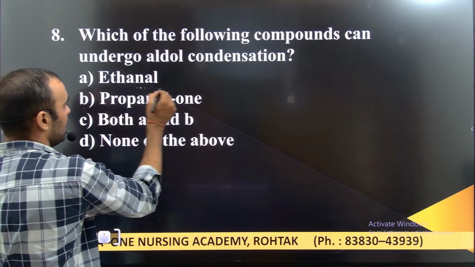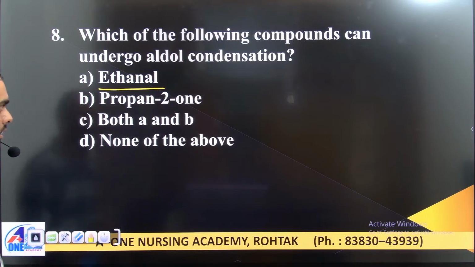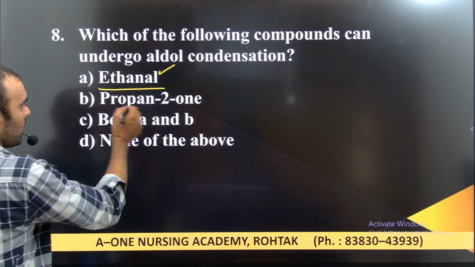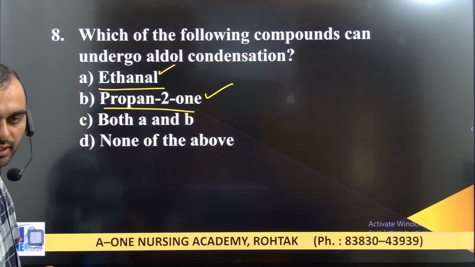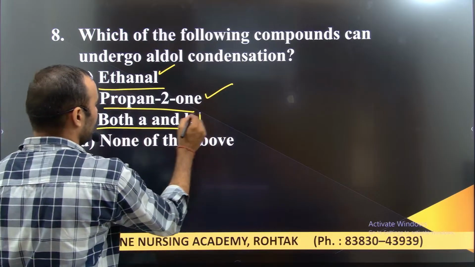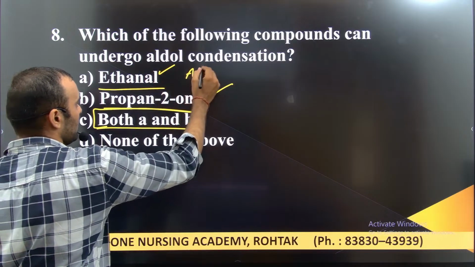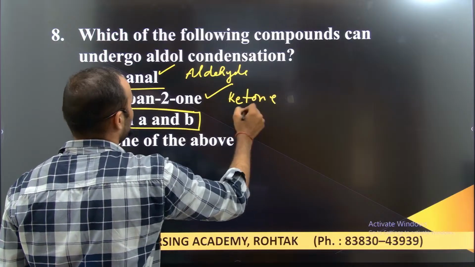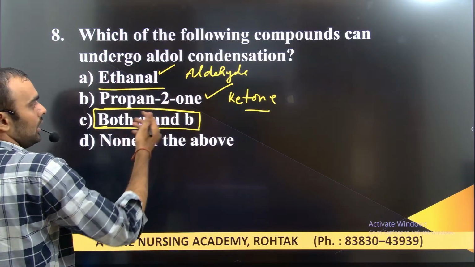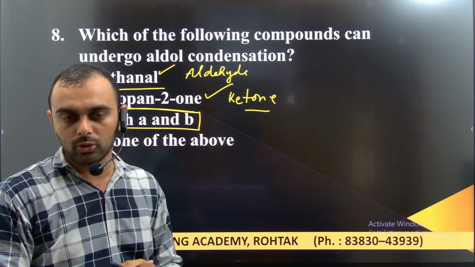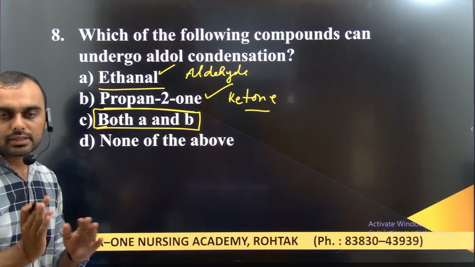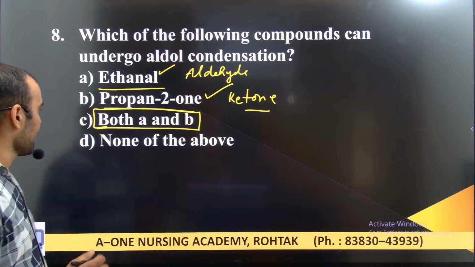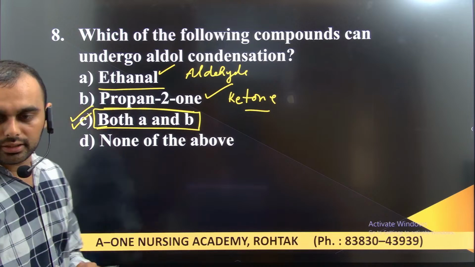Aldol condensation reaction is shown by ethanal, that is an aldehyde. Propan-2-one can also show the reaction. So both A and B, aldehydes and ketones, can show the aldol condensation reaction. That may be self aldol condensation and cross aldol condensation also. So answer C is the right choice.